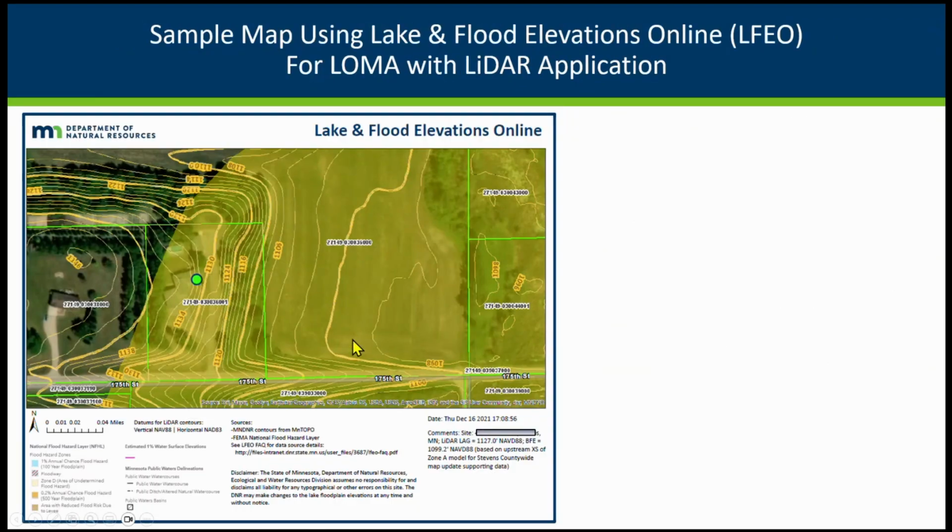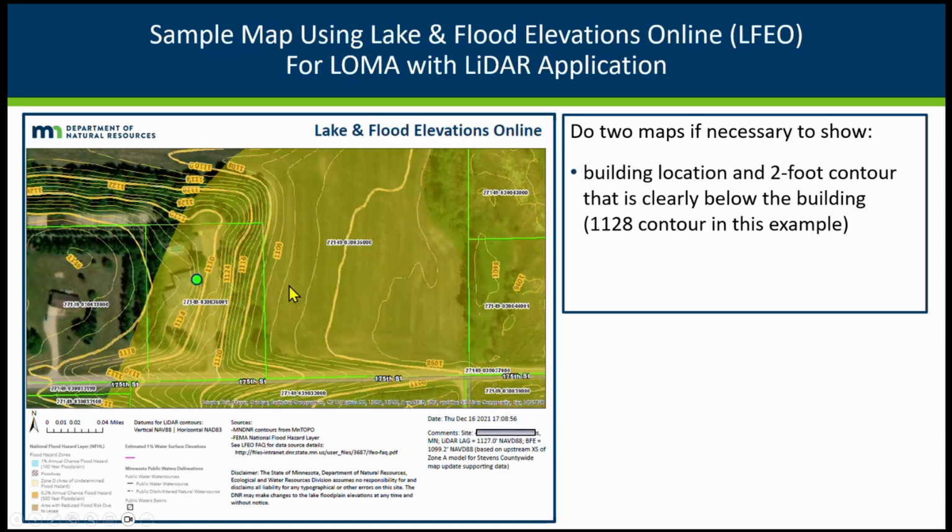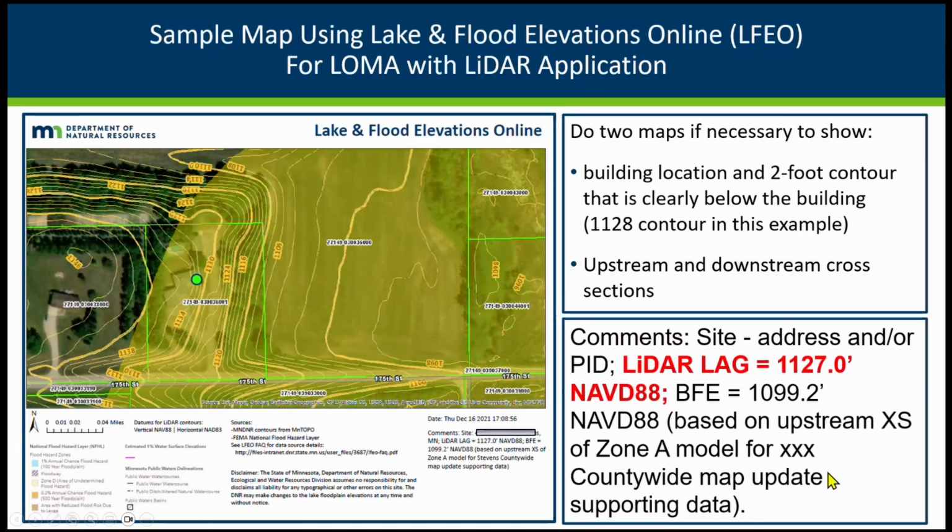We have a video talking about how you can use the lake and flood elevations online site, because we have our 2-foot contours on there, and we step through how you might have to do 2 maps. Do one that's zoomed in to see that 2-foot contour here, and then you might need to do another where you zoom out so you can see the upstream and downstream cross sections and what you're using as the basis.